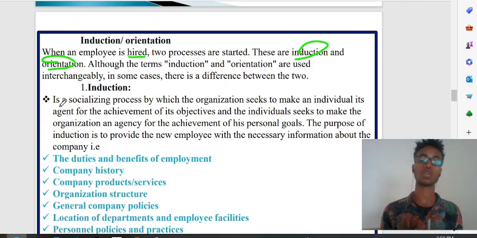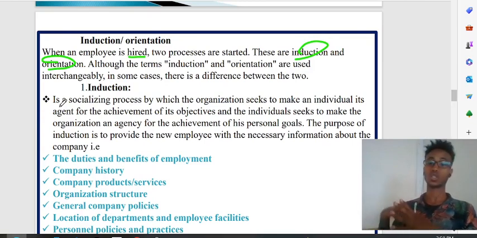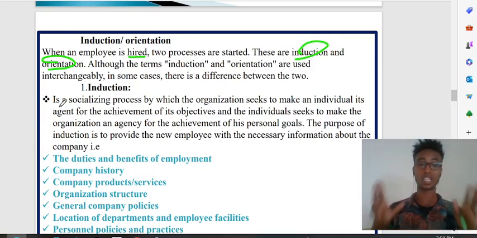Two processes are started. Although the terms induction and orientation are used interchangeably, in some cases there is a difference between the two.